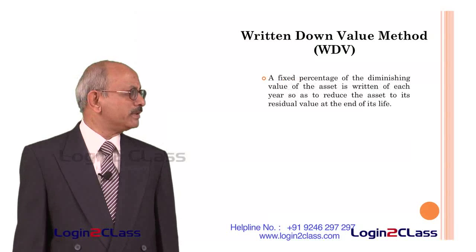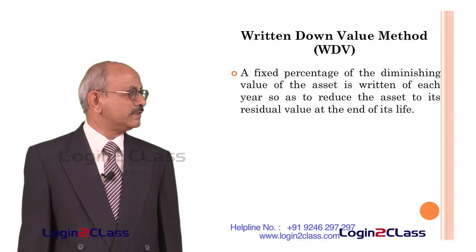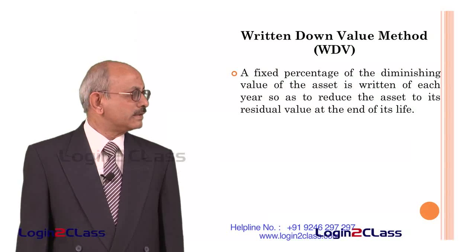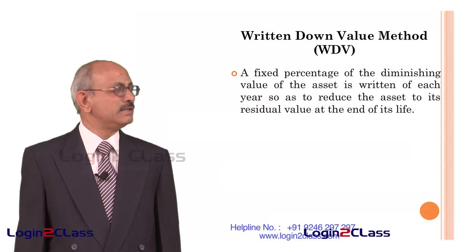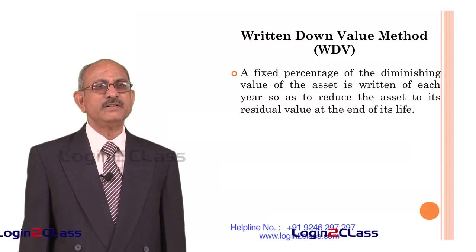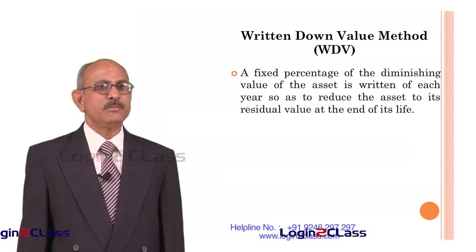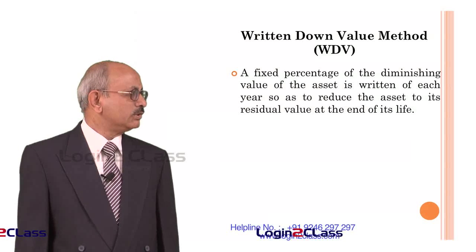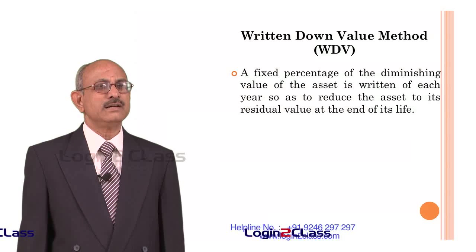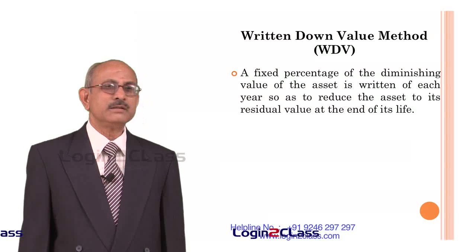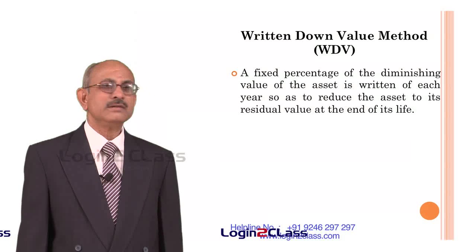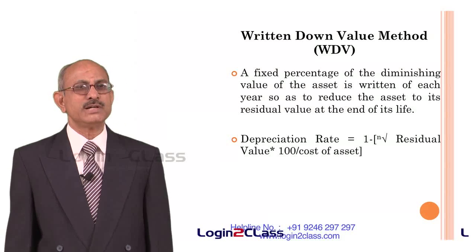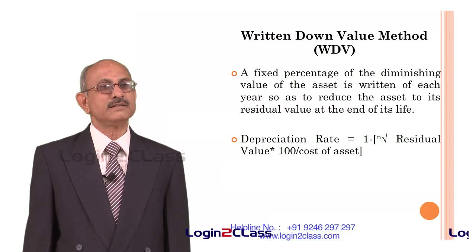In the case of the WDV method, a fixed percentage of the diminishing value of the asset is written off each year so as to reduce the asset to its residual value at the end of its useful life. The idea is to again bring down the value to its residual value at the end of its useful life. So, in this case, depreciation rate is always calculated on the basis of the formula given as 1 minus nth root of residual value into 100 divided by the cost of the assets.